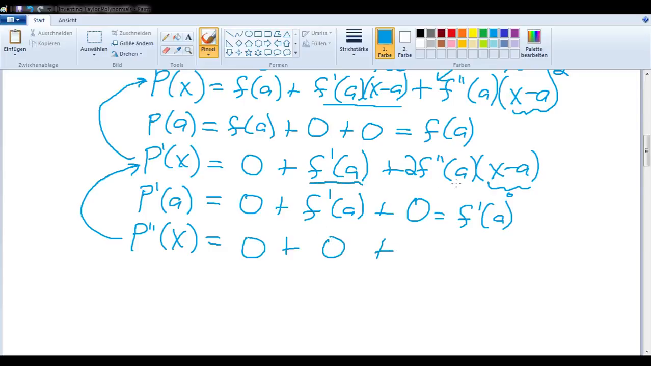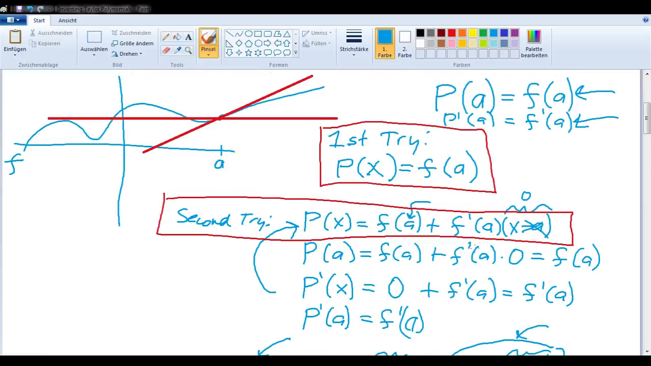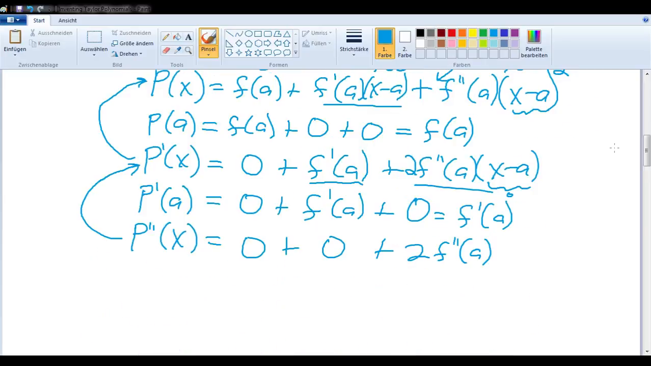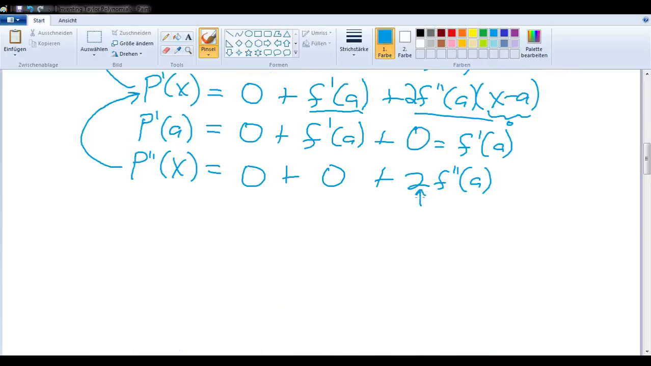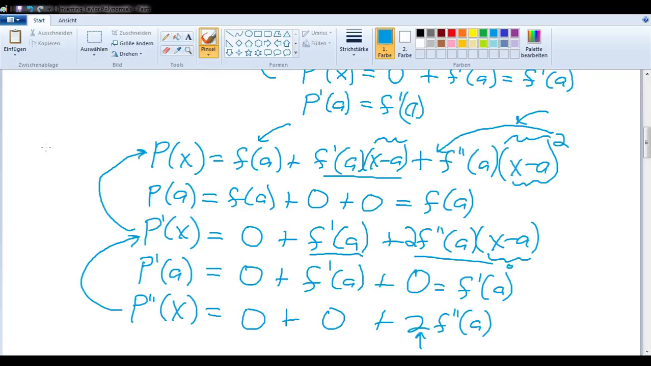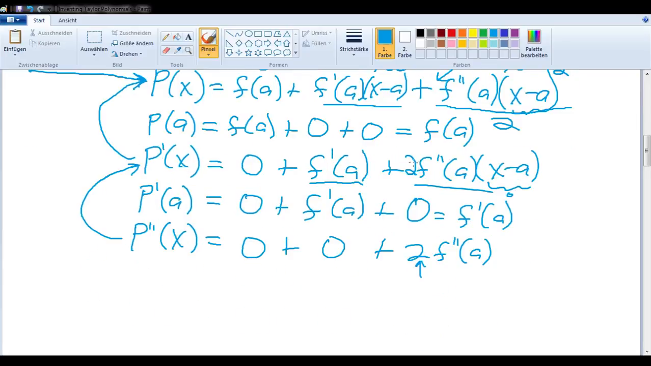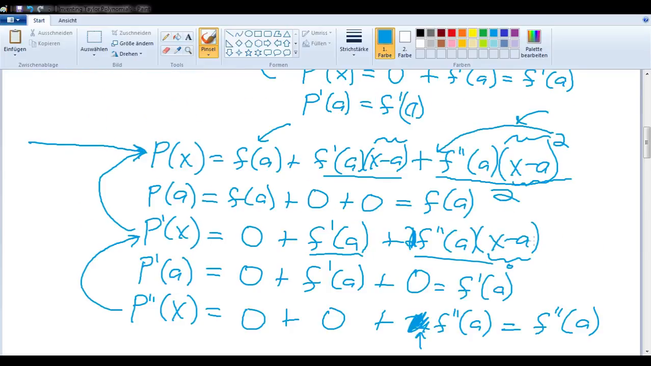And we end up with the derivative of this would be 2f prime of a. Now what we really needed to have for our simulation would be p double prime of a being equal to f double prime of a. Right? That would be the third characteristic that we would want our simulation to have. But we're having a 2 here, so that's a problem. So we're going to have to go back to our original stab at this and divide this whole thing here by 2, which would get rid of this 2 and give us exactly what we want. So that was our third try.